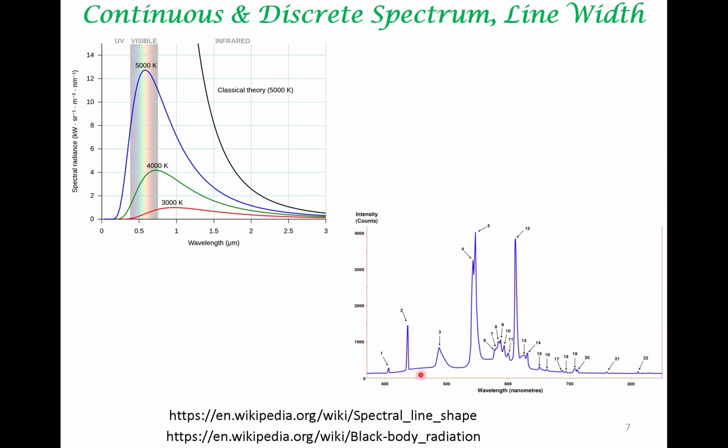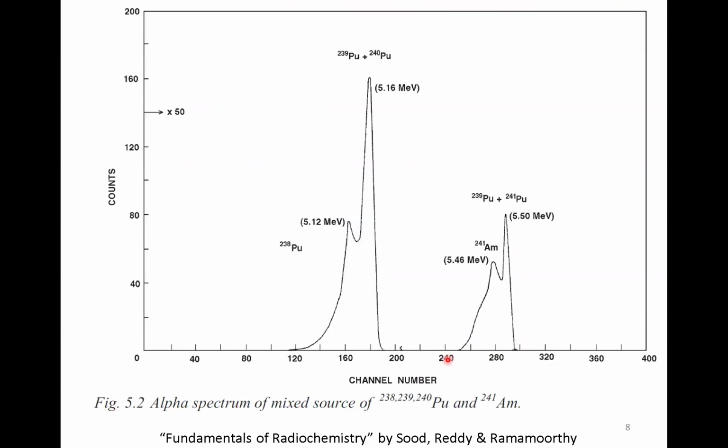Again, there are a lot of interesting microscopic reasons why there is a line width. The nature of line width also has a lot of information. We won't go into that. All we want to specify here is the difference between a continuous spectra, discrete spectra, and there is a line width associated with certain emissions. So this is an alpha spectrum.